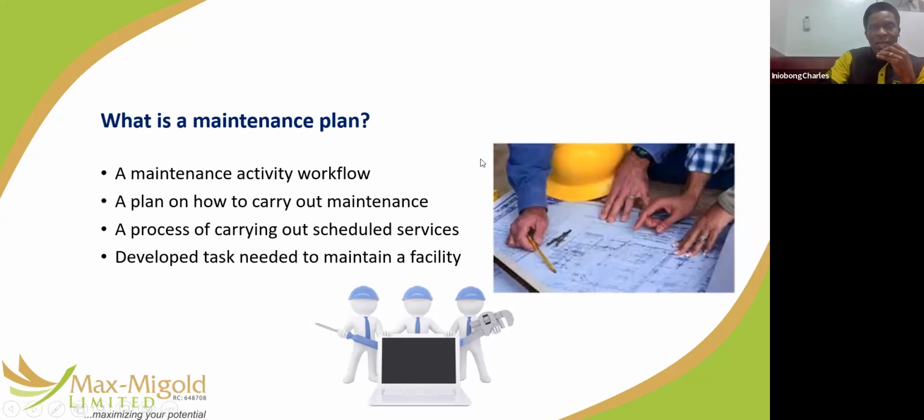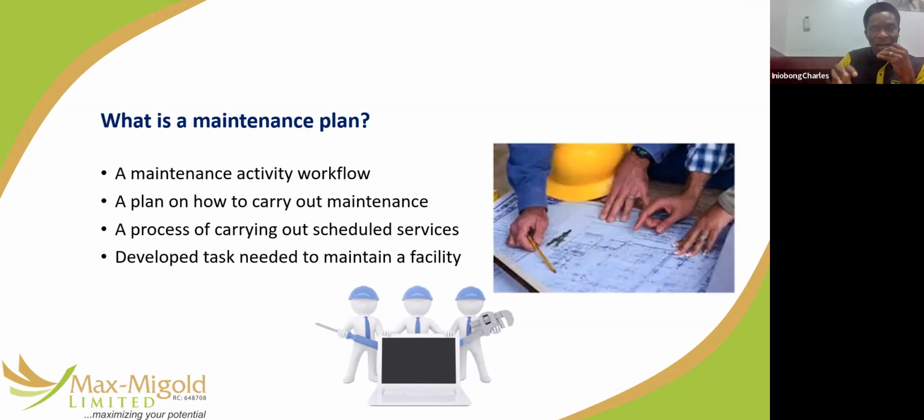Now, what is a maintenance plan? It is a maintenance activity workflow. When you put a plan around any asset, what you are trying to say is that you are outlining activities that you need to carry out on that asset, in form of, if it is repairs, you are outlining those activities.